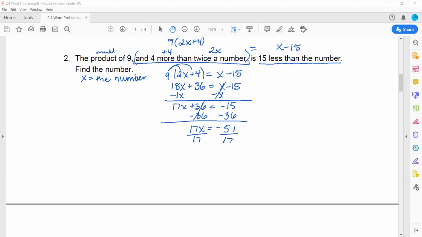And 17 is going to go into 51 evenly. It goes in 3 times. So x equals negative 3. So again, we're not going to box this. We're going to write our solution as a sentence. So we'll say the number is negative 3.